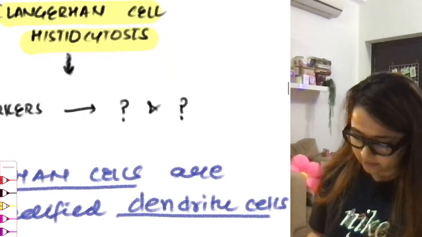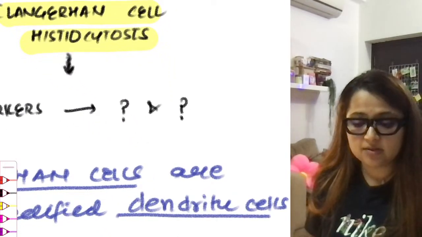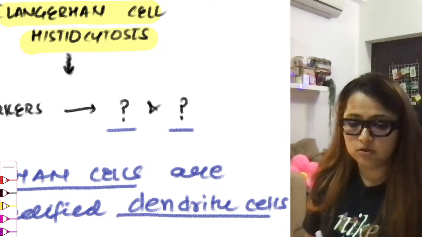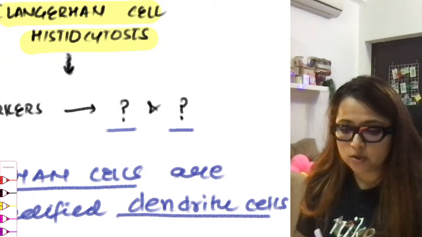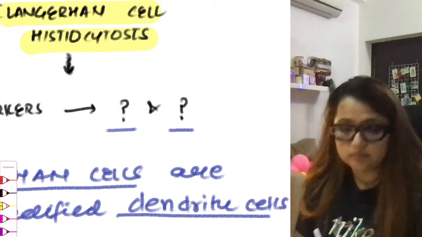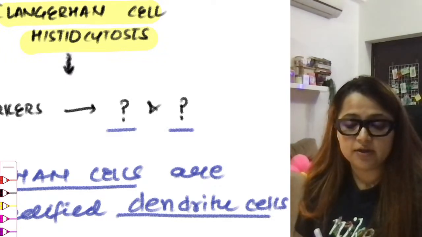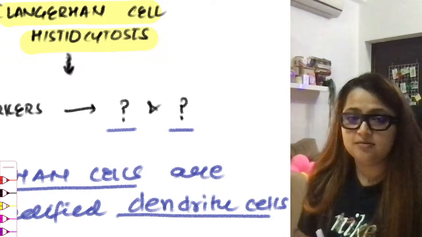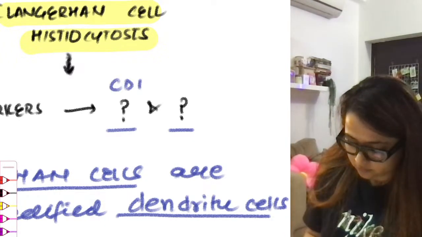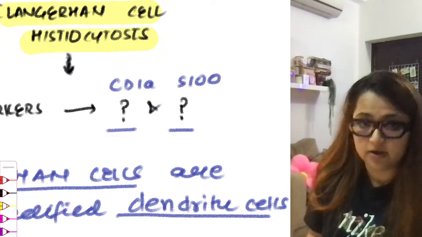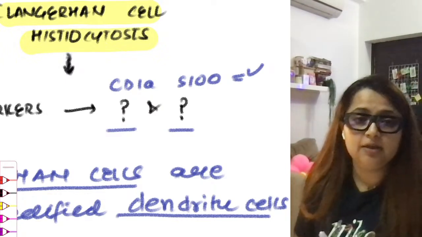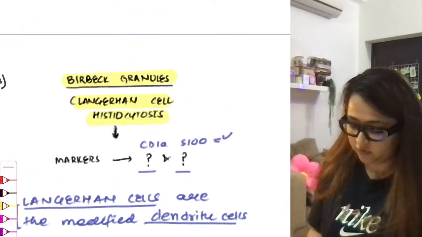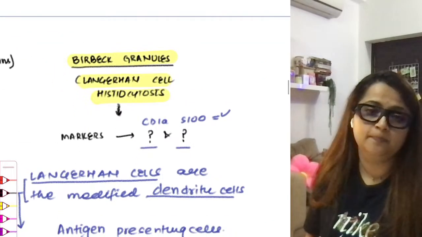Yes. What are the IHC markers for Langerhans cell histiocytosis? So I have marked there the two question marks here. Which one would you mark here? The answer is yes. CD1a and S100. Okay, CD1a and S100. Remember these IHC markers for Langerhans cell histiocytosis.